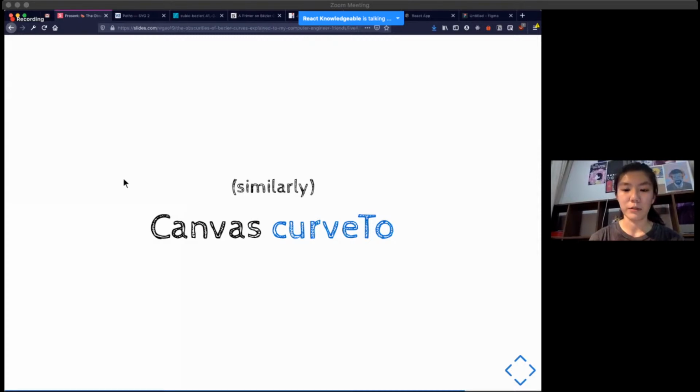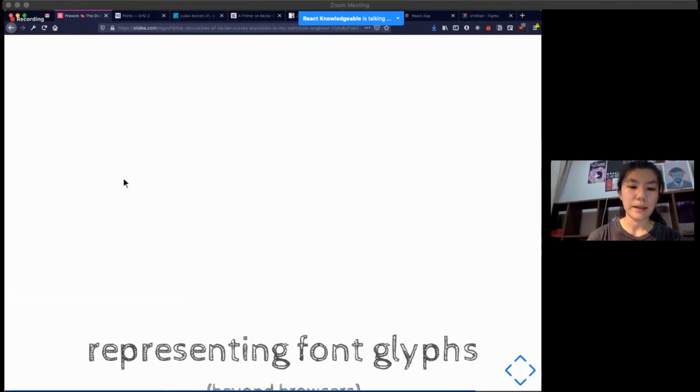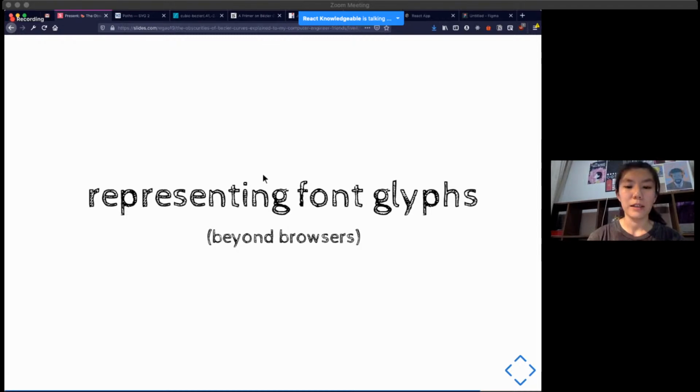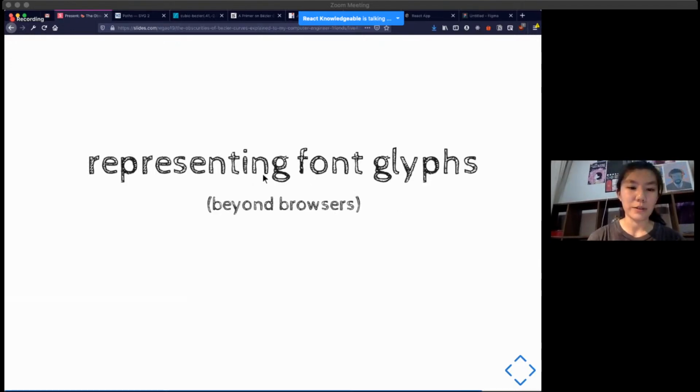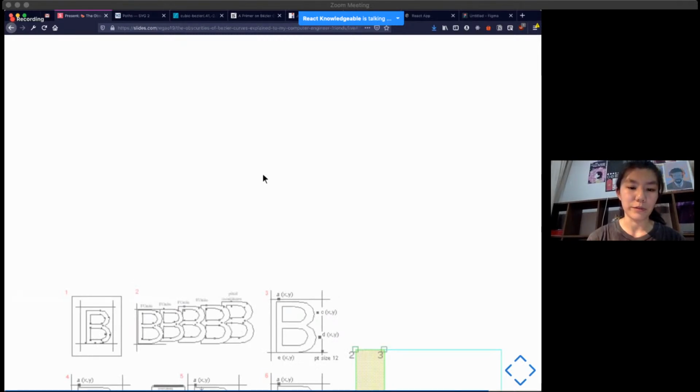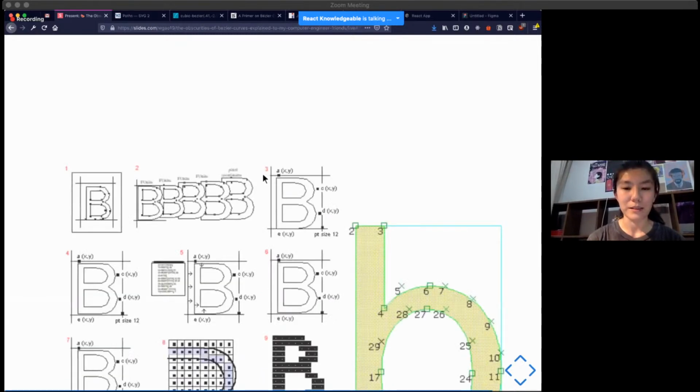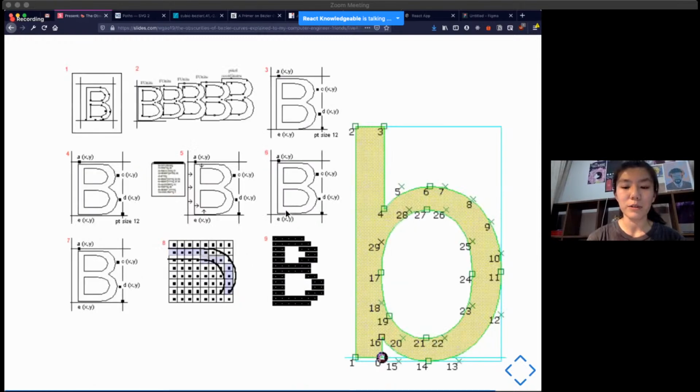And then there are font glyphs. This actually goes beyond browsers. I think previously Tiger shared with us how font glyphs are saved in a computer. These are actually saved with a bunch of Béziers. It's a more generalized form of the Bézier curve called the B-spline curve, because it's to go around the localness. So all of these are a lot of Bézier curves connecting one another.